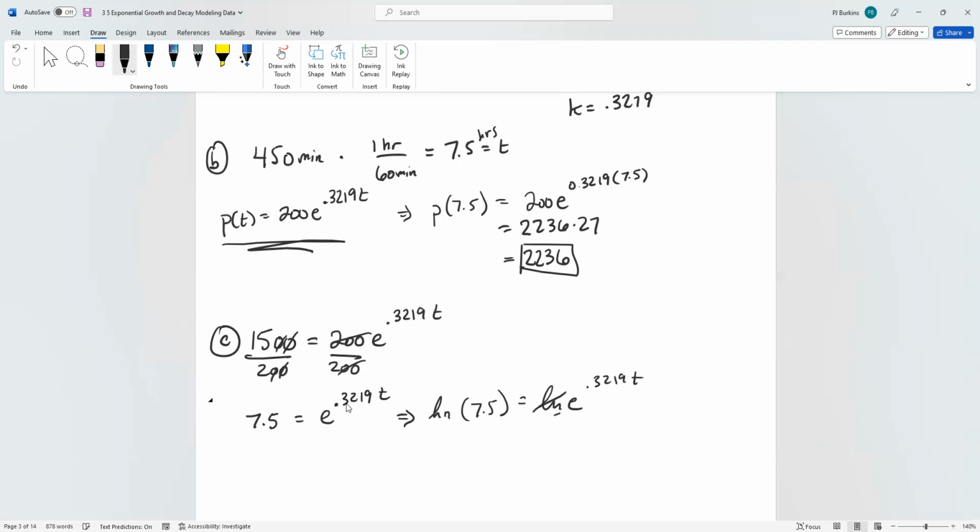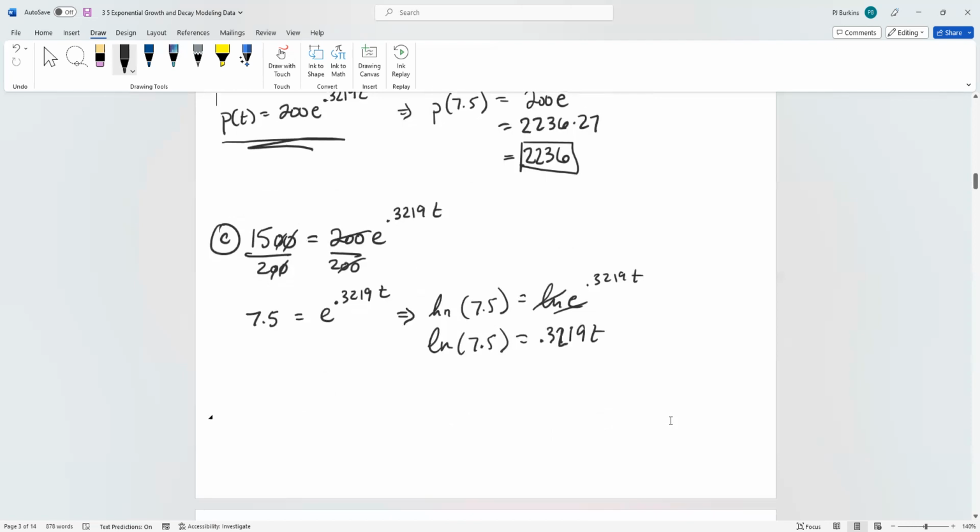Okay, over here they cancel. And then we have natural log of 7.5 equals 0.3219t. And so if we want t, then we just need to divide by that decimal. Natural log of 7.5 divided by 0.3219 is equal to t. Again, I'll do that off screen here.